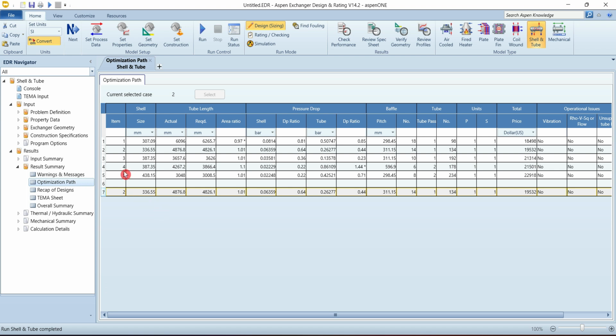So Aspen Plus made at least 5 different attempts. And what are those attempts? It has taken different shell sizes. You can notice 307 millimeter till 438 millimeters. It has taken different shell sizes. It has taken different tube lengths, required area to actual area ratios.